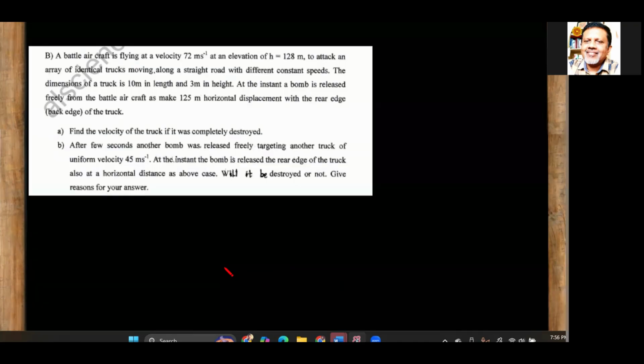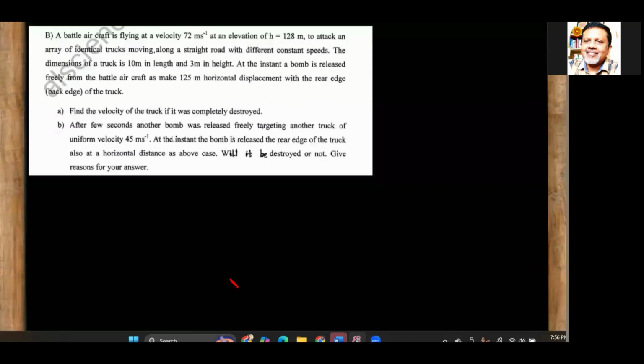After a few seconds, another bomb was released freely, targeting another truck of uniform velocity 45 meters per second. At the instant the bomb is released, the rear edge of the truck also has a horizontal distance as in the above case. Will it be destroyed or not? Give a reason for your answer. Right, it is something like projectile motion.